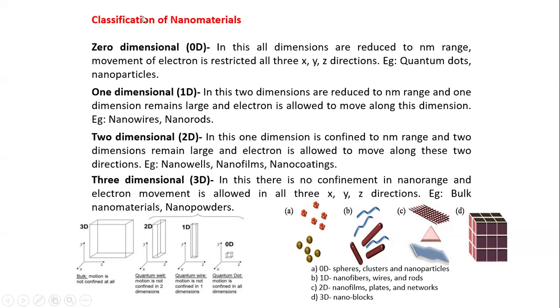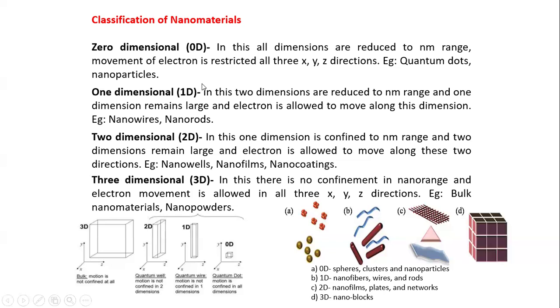So, 0-dimensional nanoparticles. We actually represent the bulk material in 3 dimensions: X dimension, Y dimension, and Z dimension. So when all these dimensions are reduced to nanometer range, then the movement of the electron is restricted in all these 3 directions, X, Y, and Z. So the electrons cannot move in any of these directions, and the size will be like a dot. The object will be in the size of a dot. So examples for 0-dimensional nanoparticles are quantum dot nanoparticles.